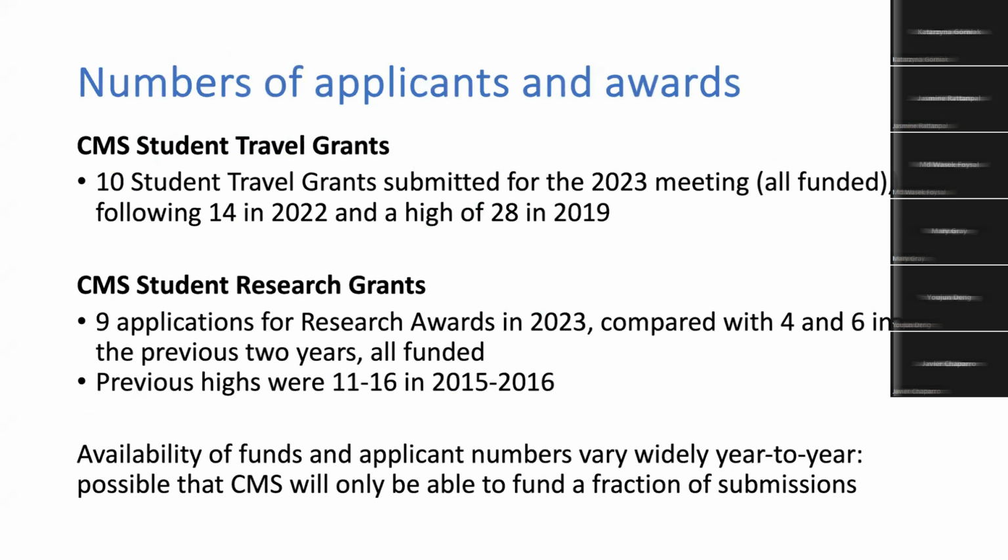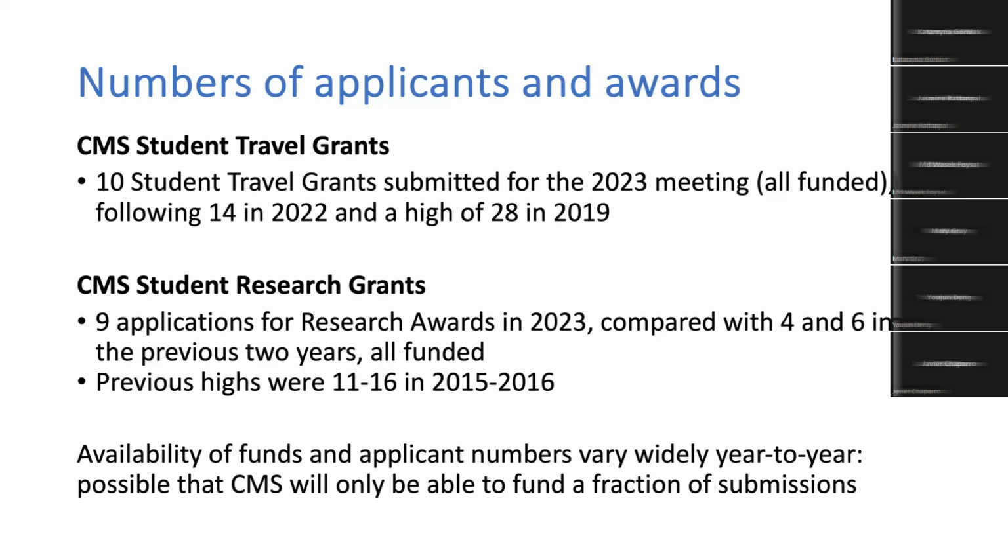I wanted to give a little bit of context for the number of applicants and awards. For example, with the travel grants, last year there were 10 grants submitted, and they were able to all be funded, following 14 submitted in 2022 and a high of 28 in 2019. In terms of the research grants, there were 9 applications in 2023 compared with 4 and 6 in the previous 2 years. Previously, in the pre-COVID range, there were more in the 11 to 16 per year.